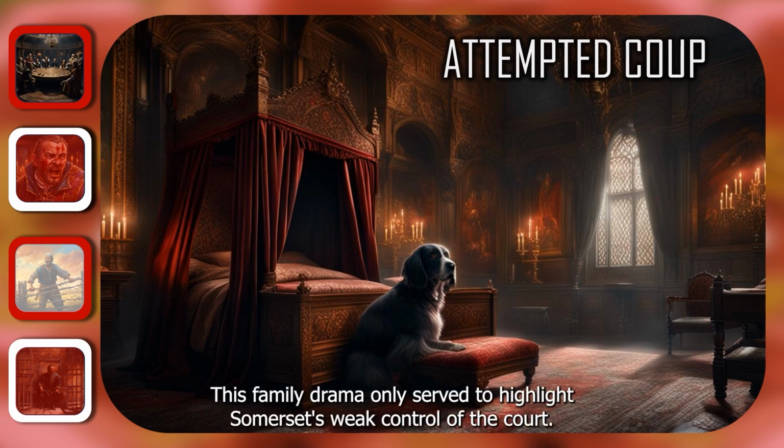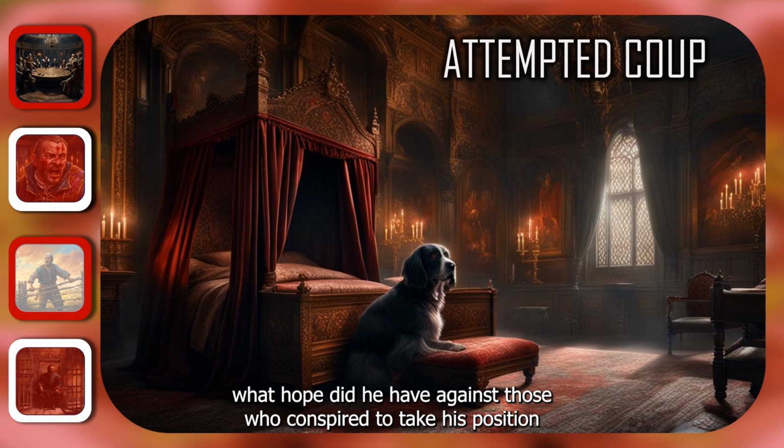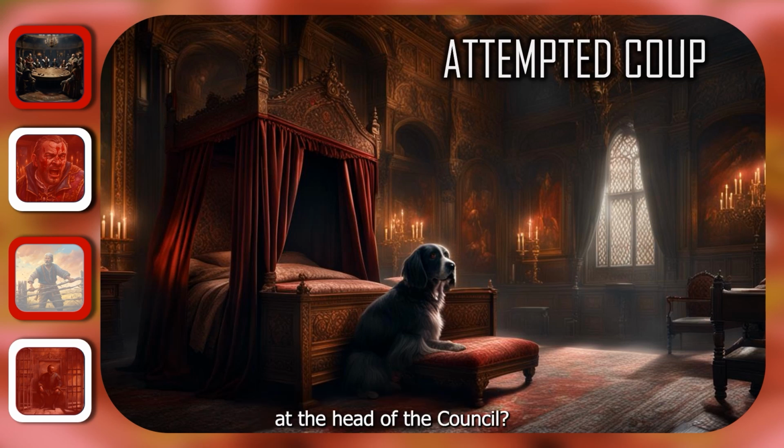This family drama only served to highlight Somerset's weak control of the court. If he could not even keep his brother under control, what hope did he have against those who conspired to take his position at the head of the council?